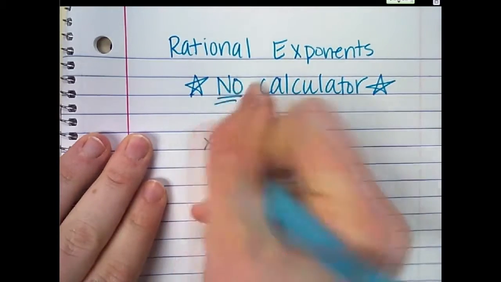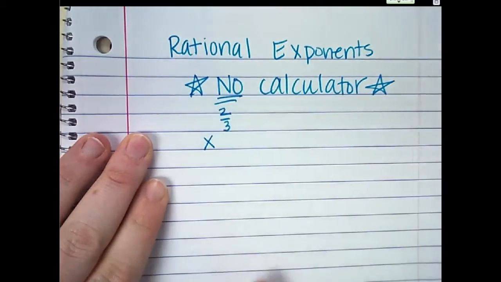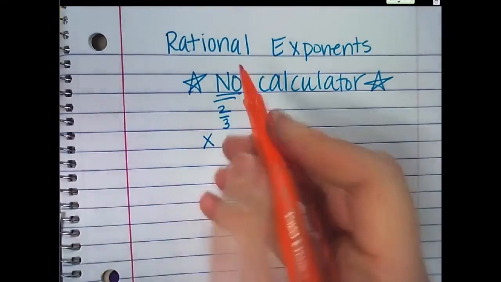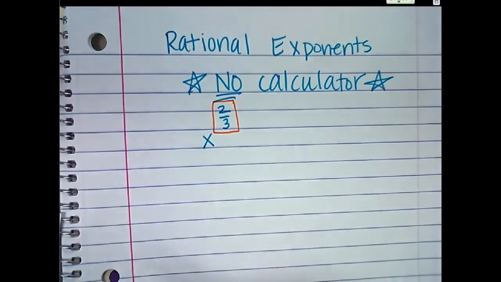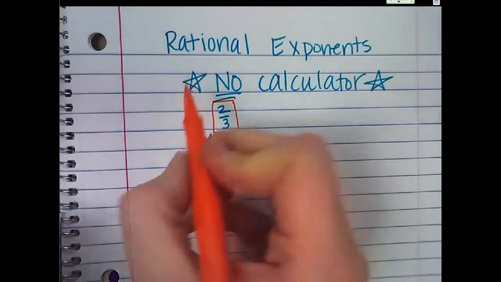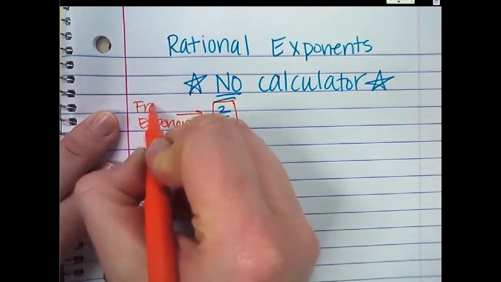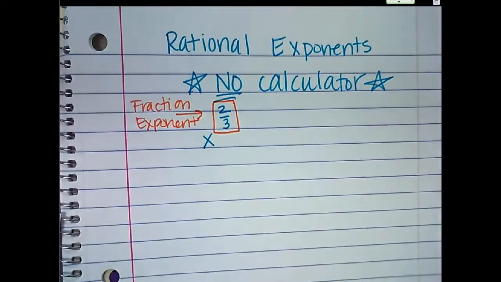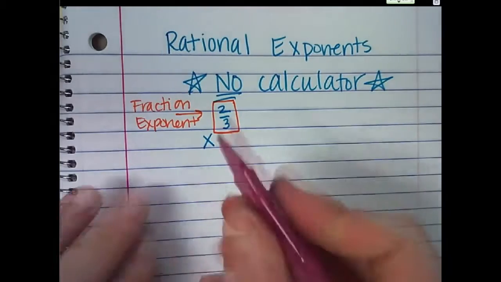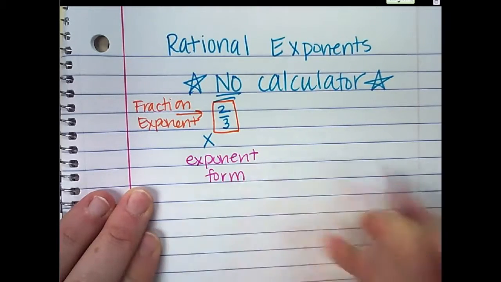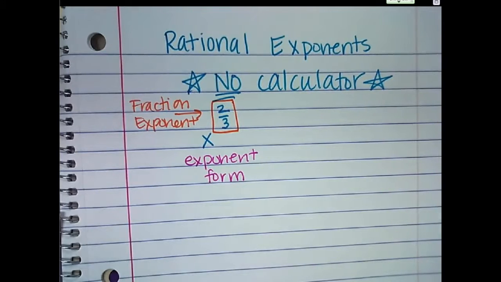If I give you something like x to the 2/3 power, this is all that I mean by a rational exponent. It's still an exponent. Instead of a whole number, though, it's a fraction. That's all rational exponent means, it's just in fraction form. So we call this exponent form, and we're going to rewrite that in radical form.